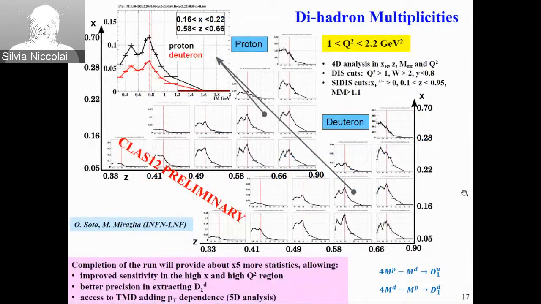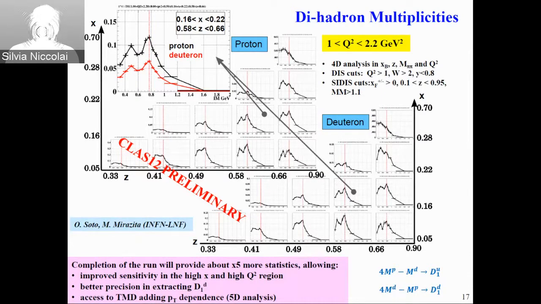Here we show dihadron multiplicities for RGA data and deuterium data in a four-dimensional analysis for one given Q-square bin. So if we get the full 90 days of the experiment, this statistics is going to be multiplied by roughly a factor of four to five.